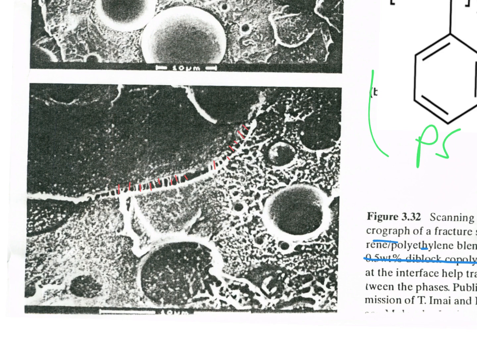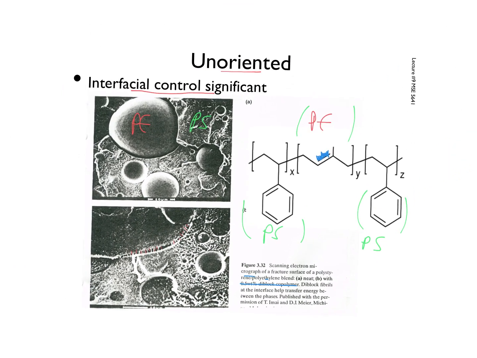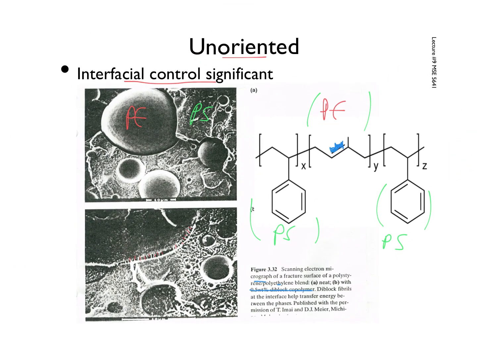If we instead crank it up to 5 weight percent, the interface disappears completely. They no longer phase separate from each other. Okay, so the additives can be used to control the nature of that interface, and in controlling the nature of the interface, you can change the properties from being worse than they were before to being better than they were before. All right, any questions about that?